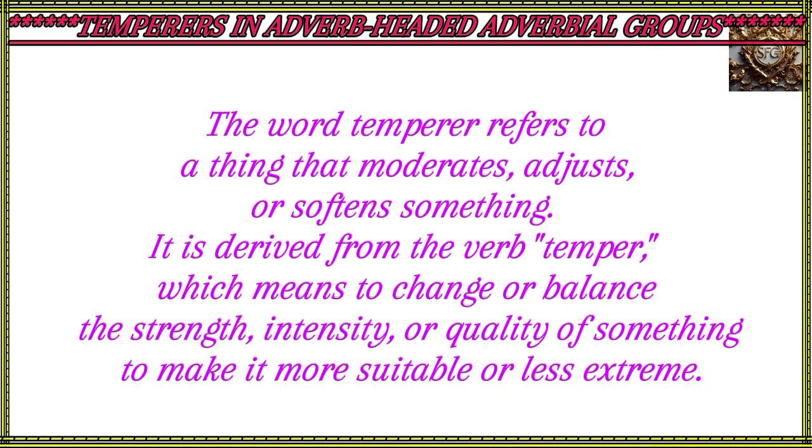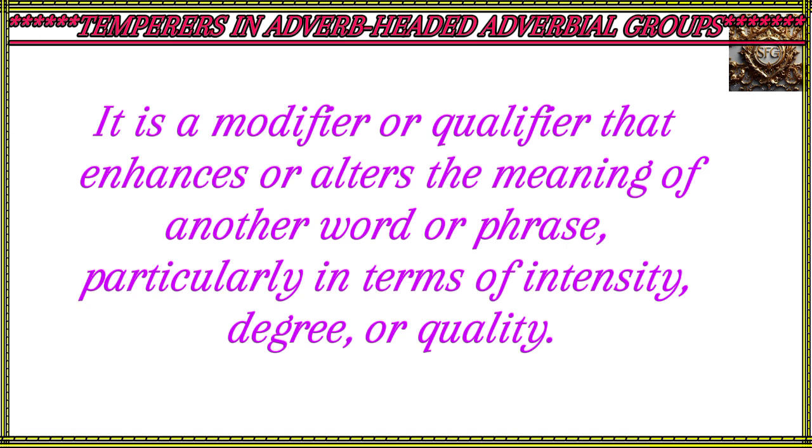The word temporer refers to a thing that moderates, adjusts, or softens something. It is derived from the verb temper, which means to change or balance the strength, intensity, or quality of something to make it more suitable or less extreme. In a broader sense, a temporer acts to bring something into a more desired state or condition. It is a modifier or qualifier that enhances or alters the meaning of another word or phrase, particularly in terms of intensity, degree, or quality.